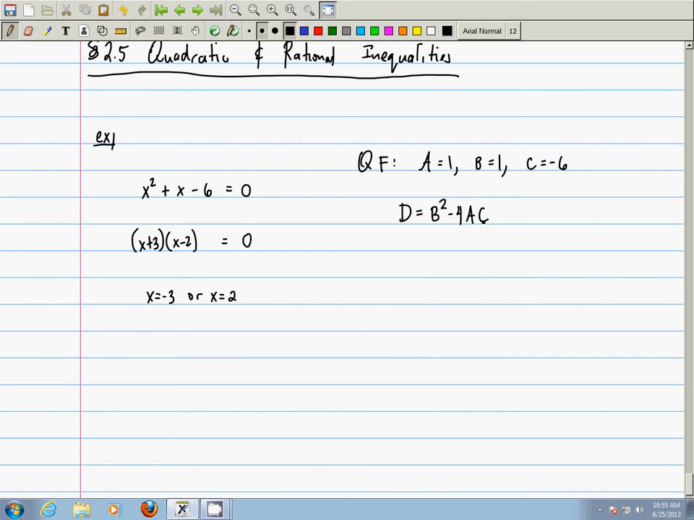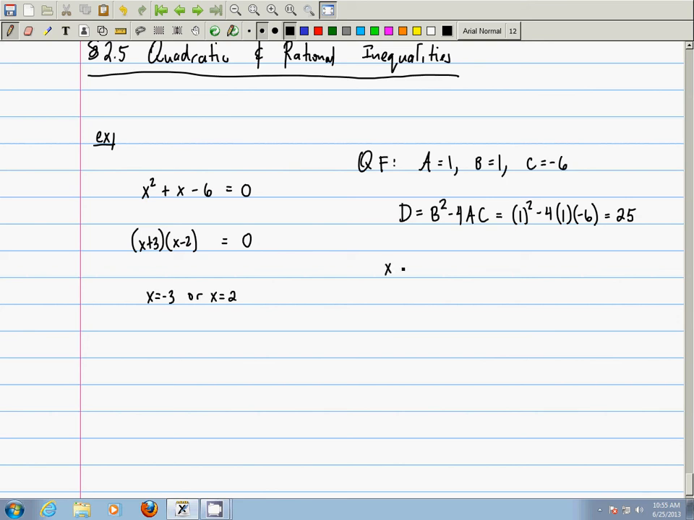So let's cross our fingers here. This should be 1 squared minus 4 times 1 times negative 6. So what is that, after you evaluate it? 25, all right. So that's good. At least it agrees. It's positive, so according to that, there should be two solutions.